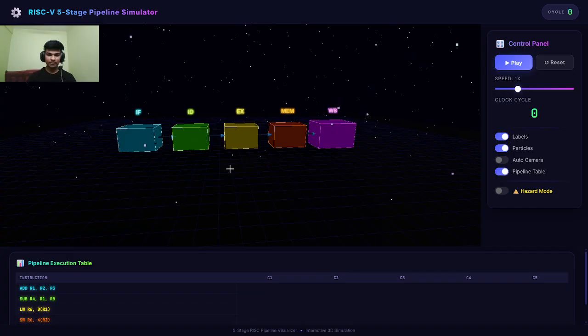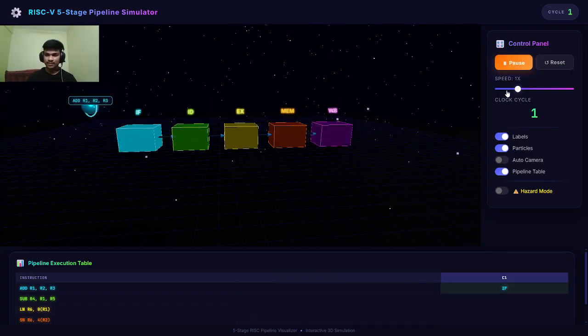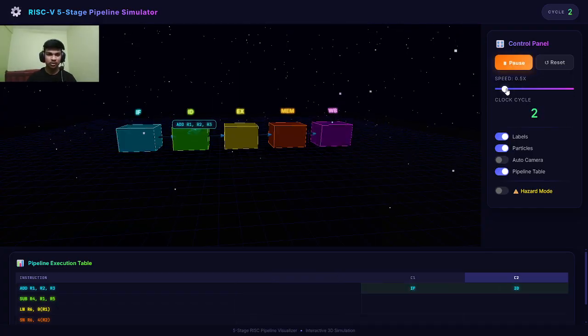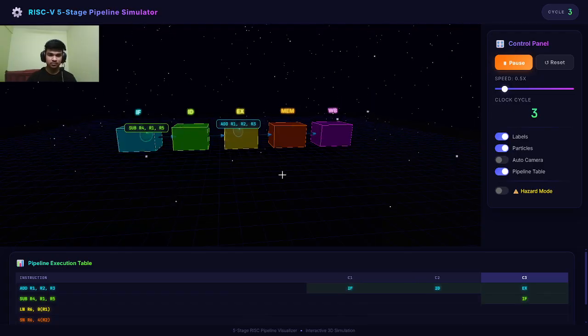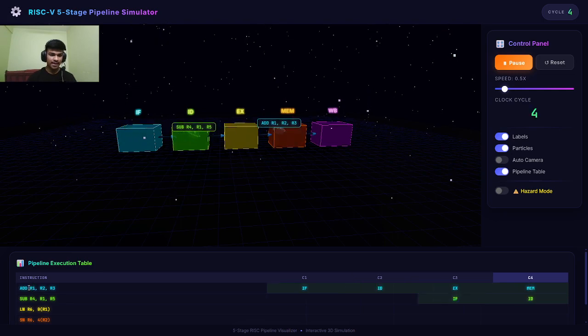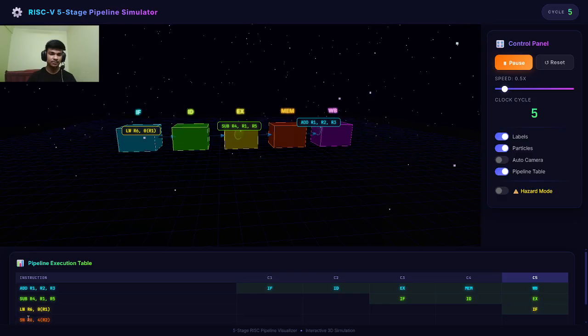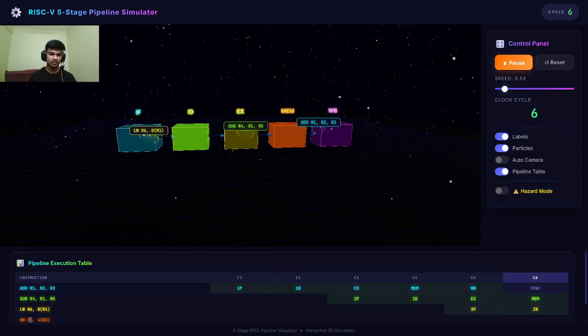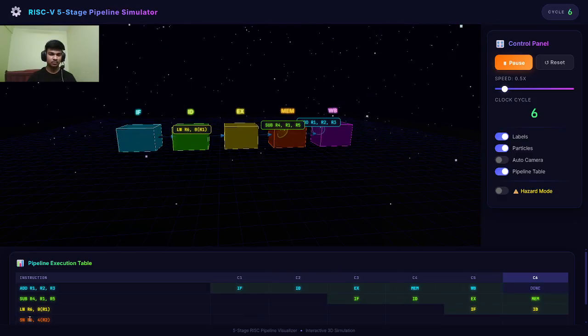Now I will demonstrate how an instruction moves through the pipeline. Now I am starting the animation. I will set this speed to 0.5 so you can clearly see. Here are the instructions: add, subtract, load, and the last one is SW.